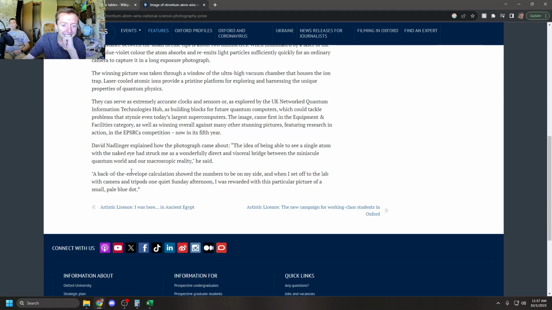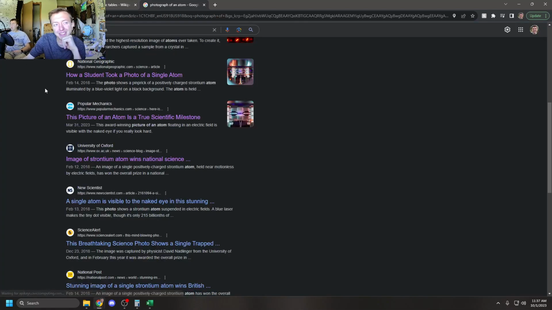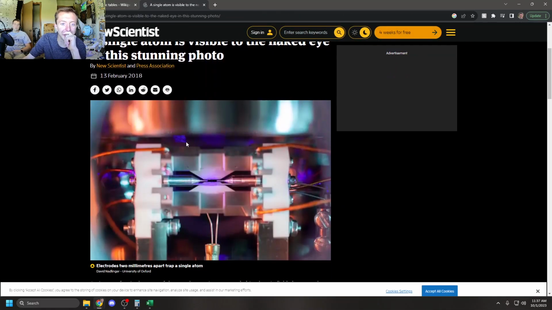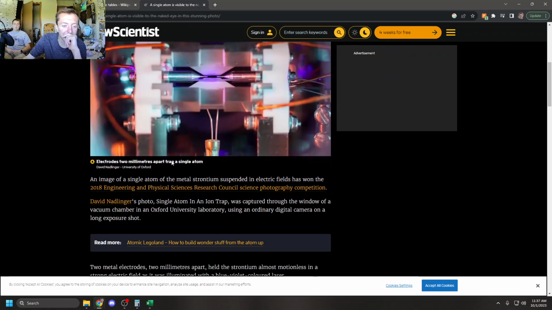I was going to say you can't take an... Now let's see. I see the discrepancies here. Losers is what I call them. Single atom is visible to naked eye in stunning photo.